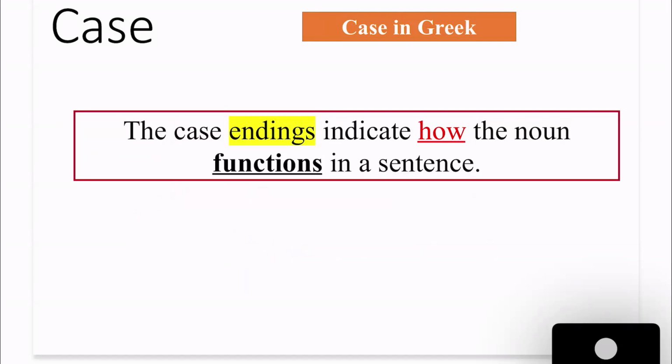So in Greek, rather than changing the whole word like I, me, and my, what they do is they change the ending of the word. And we saw an example of this when we were looking at cardia and cardii. That's the ending of the word that's getting changed in order to communicate something to the reader. And these case endings indicate how the noun is actually functioning in the sentence.